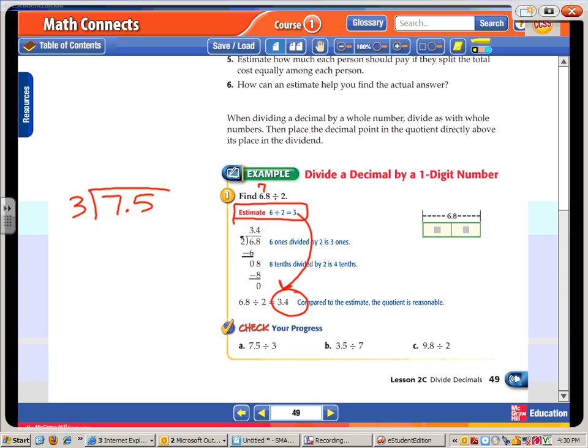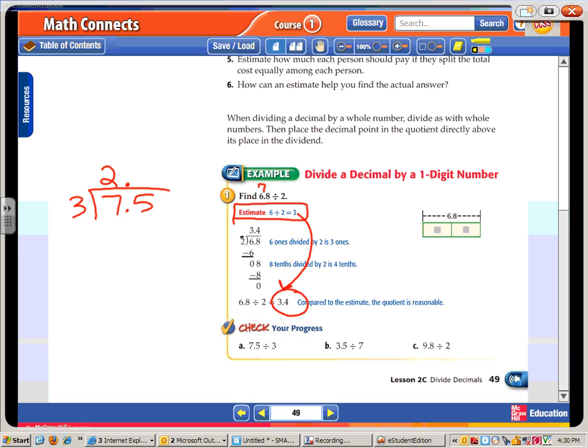All right, so we have 7 and 5/10, and I'm going to divide 7 and 5/10 into 3 groups. Remember that decimal just kind of floats up, and I'm going to put it right there. I have 3 groups. I have 7 flats. Can I give everybody 1? Yes, because that's 3. Can I give everybody 2? Yes, because that's 6. I don't have any more flats to give, so 2.